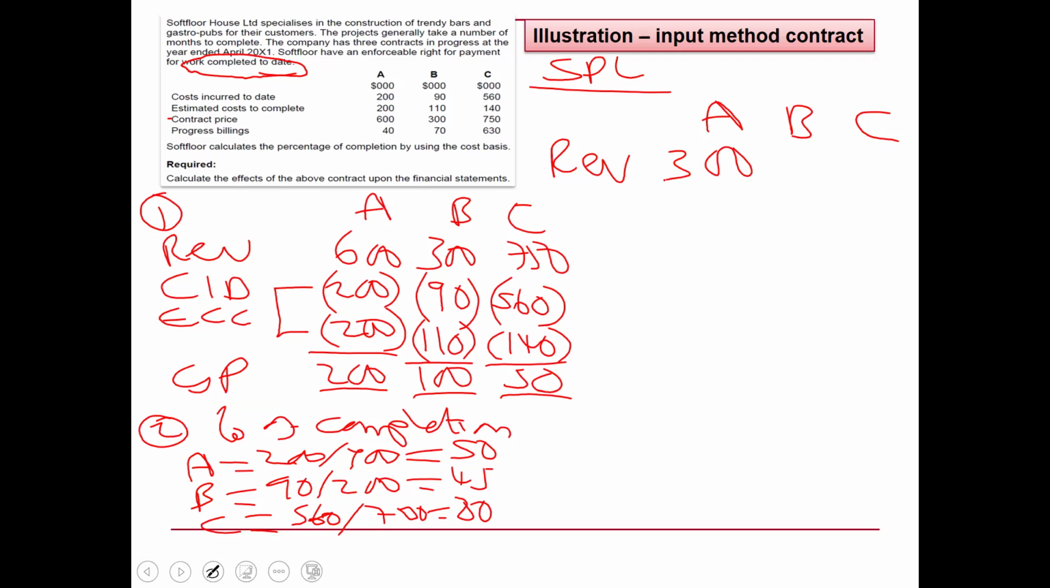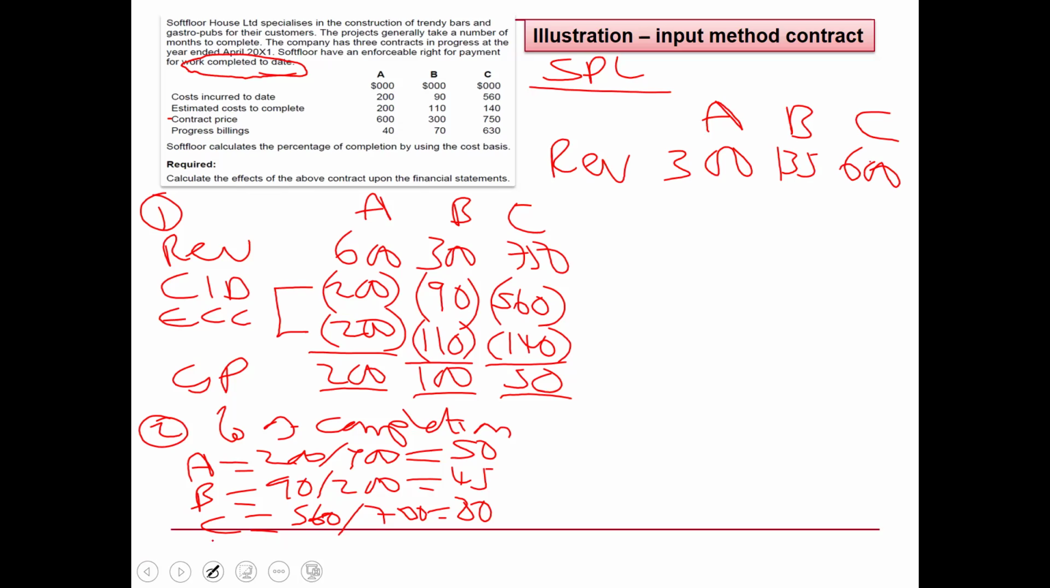Then for B, we are 45% through. We then calculate 45% of 300. So 45% of 300 is 135. Then for C, we are 80% through. Calculate 80% of 750. We get 600. Now, from this question, what we are assuming, because we are not given the revenue that was recognized in the previous year, is that this is actually the first year.